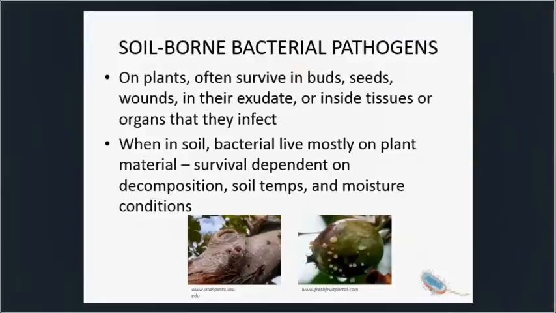On some of the others, plants often survive in buds, seeds, wounds, in the exudate, or anything that's coming outside of the plant from inside, or inside the tissues or organs that they affect. Some of these that you may see on the trees, such as the pictures down below, you'll see that oozing that can occur, as well as on any fruits. You'll see this oozing coming out from the pores. But when bacterial pathogens are in the soil, they live mostly on plant material. Survival is dependent on the decomposition of the material, soil temperatures, and moisture conditions.